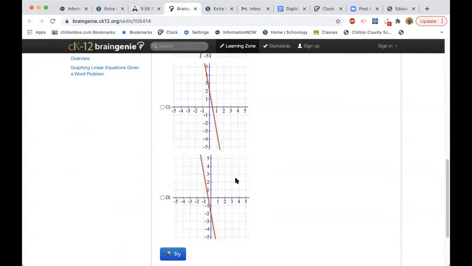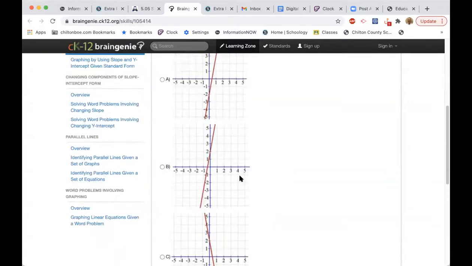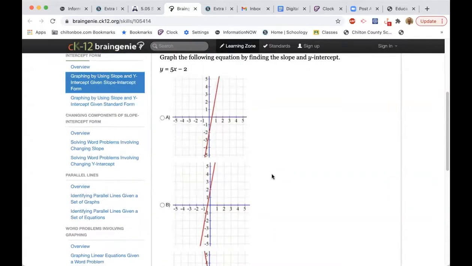C and D both have negative slopes, so I know they're wrong. B has the wrong y-intercept. Without me even counting rise over run, it has to be A because it is the only one with a y-intercept of -2 and a positive slope. But I'll count it just in case. Rise 1, 2, 3, 4, 5, run 1. Yep, right on the grid.